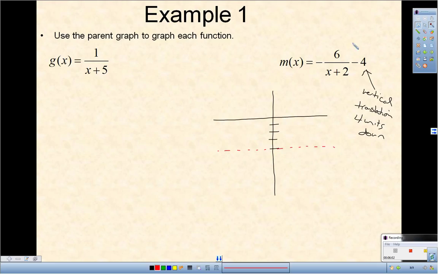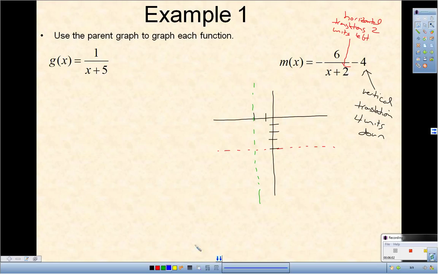I also noticed that there is a horizontal translation, and since that's x plus 2, I know it's going to be 2 units left. So I'm going to go 2 units left, and so my new vertical asymptote is going to be right there. Alright, so notice I've got my 4 quadrants right here.